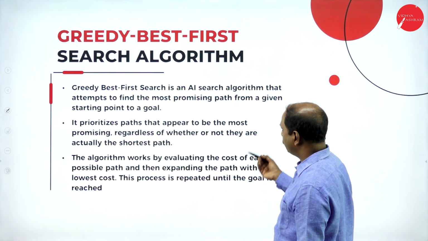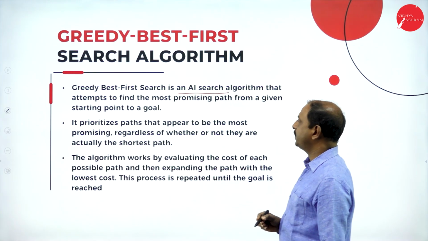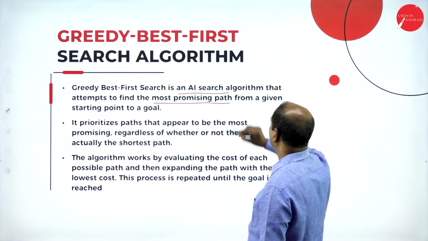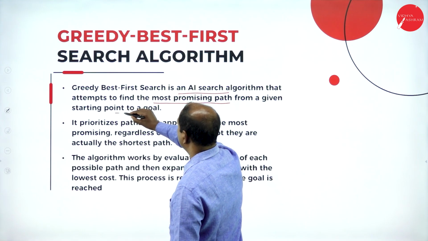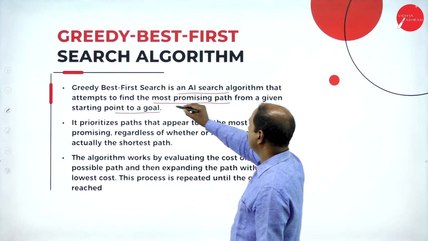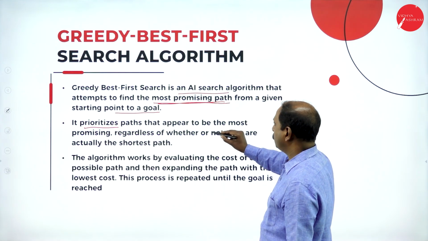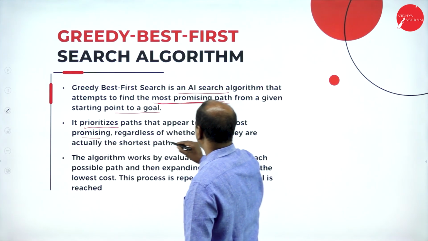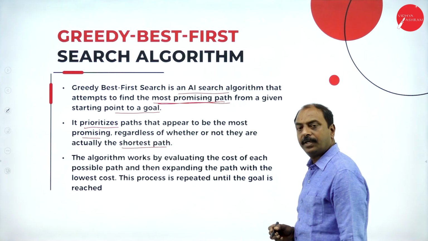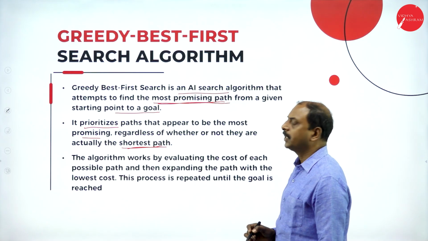Now what is the definition of this? It is an AI, artificial intelligence, search algorithm that attempts to find the most promising path from the given starting point to the goal node. So this algorithm always promises to give the best path to reach the goal. It prioritizes the path that appears to be the most promising, regardless of whether or not it is actually the shortest path.